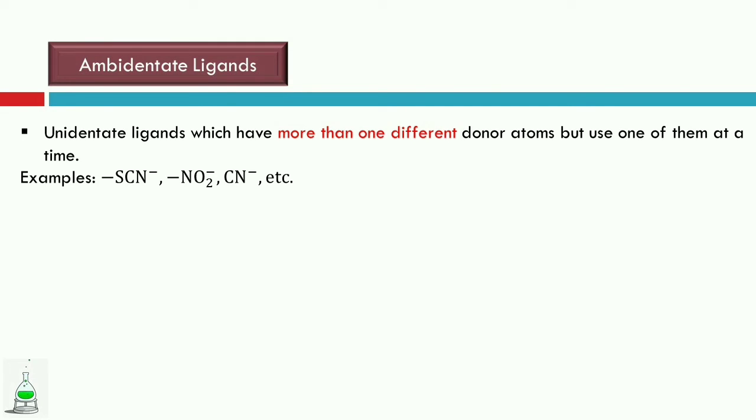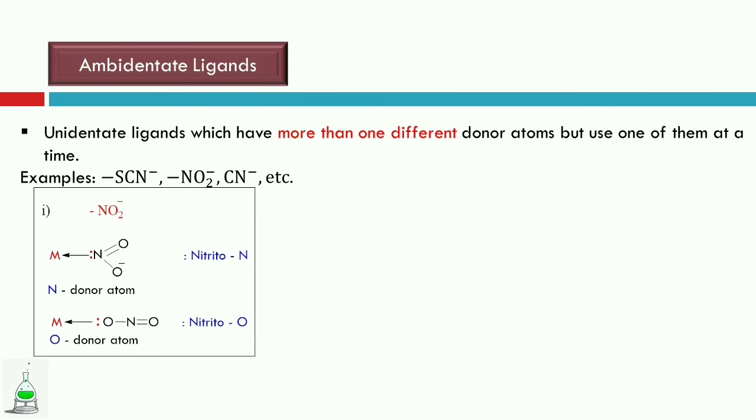Here we have some of the examples for ambidentate ligands. So first example, nitrite ion. In nitrite ion, there are two donor atoms. One is nitrogen and one more is oxygen. But when this nitrite ion donates its electron through the nitrogen, it is going to make one compound. And when it donates its electron through the oxygen atom, it is going to make another compound. These two compounds are not same, they are different.